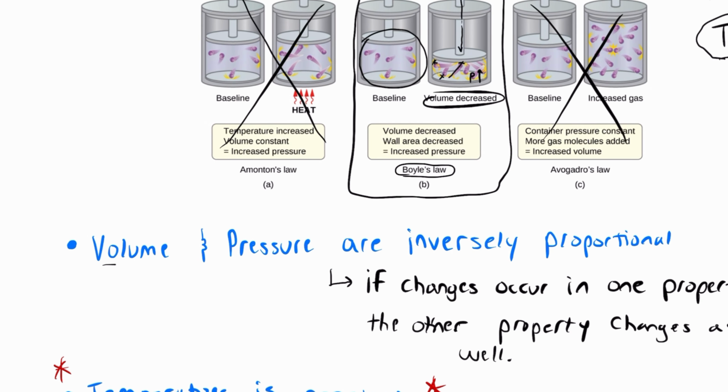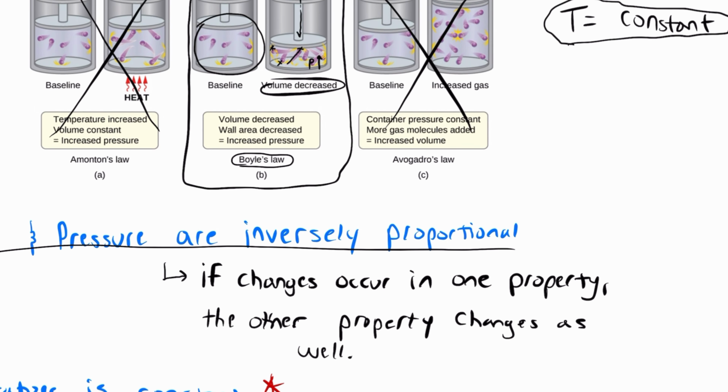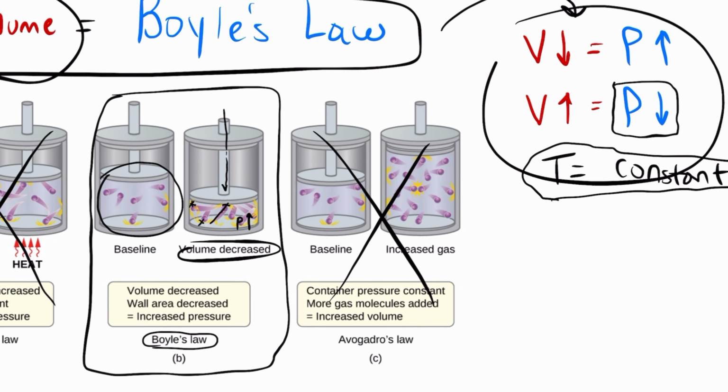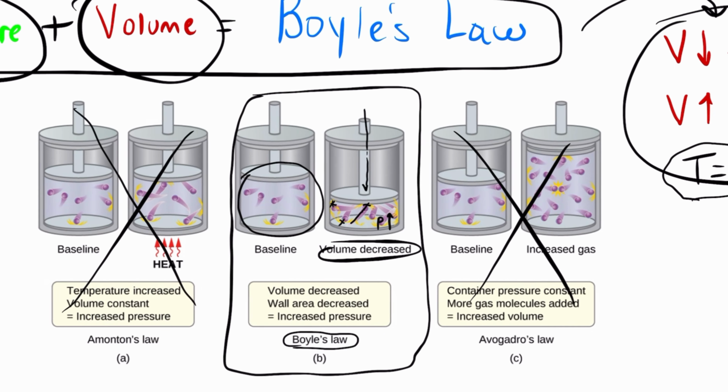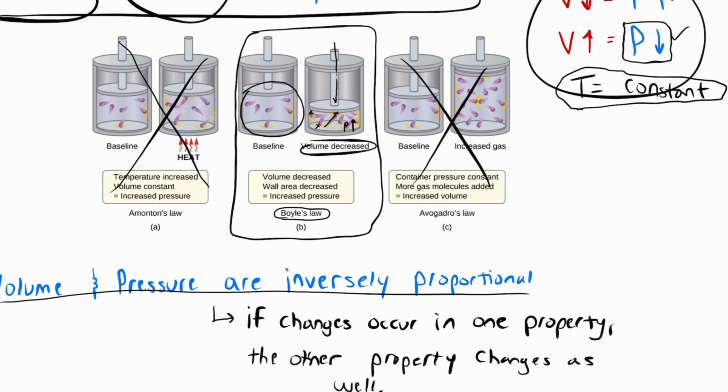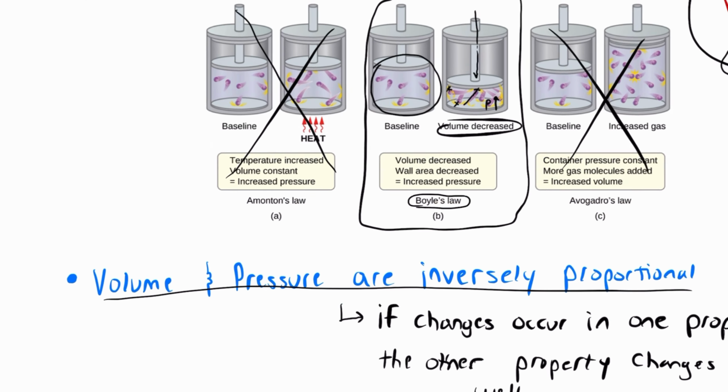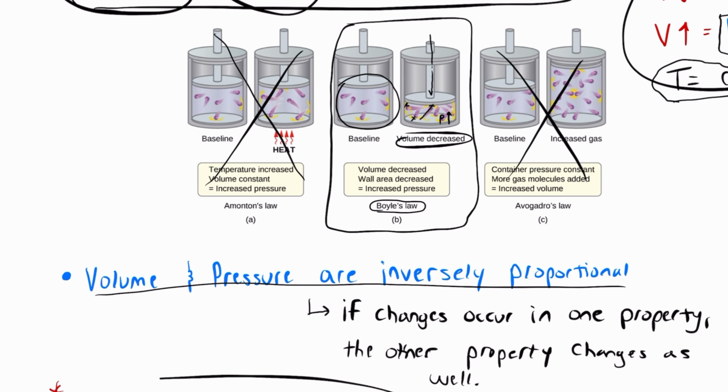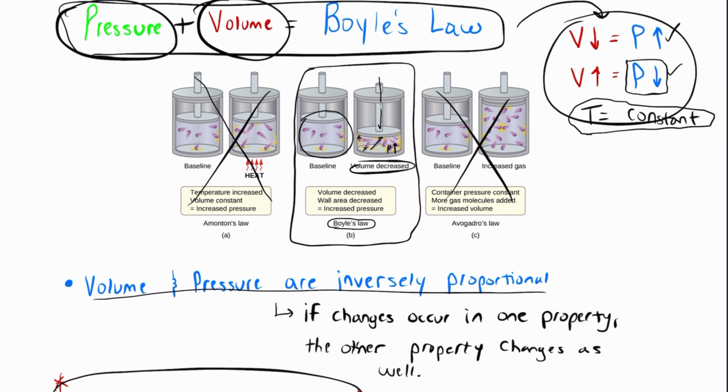Volume and pressure are inversely proportional. This is just a fancy way of saying if changes occur in one property, the other property changes as well, right? And we see that up here, where if one thing changes, the other has to change. So if the volume increases, the pressure decreases. And if the volume decreases, the pressure increases, and vice versa. So if the pressure goes up, that must mean that the volume is decreased. They're inversely proportional. And I do have in stars that temperature is constant, which is one of the most important things to consider when looking at Boyle's Law.